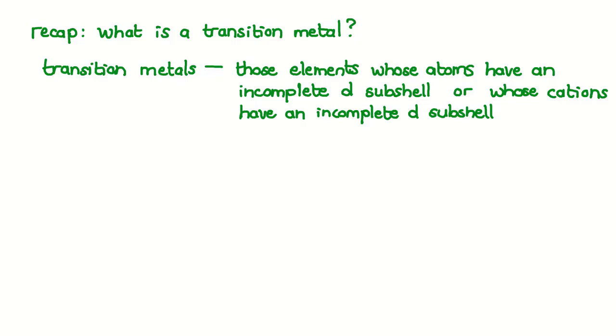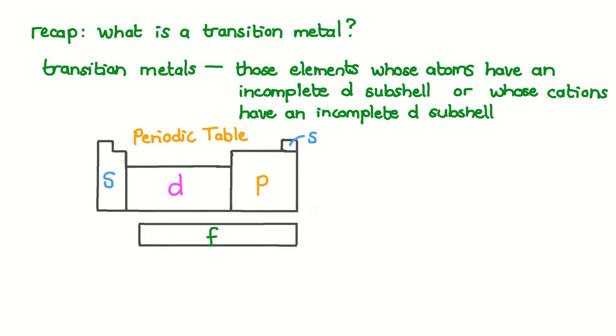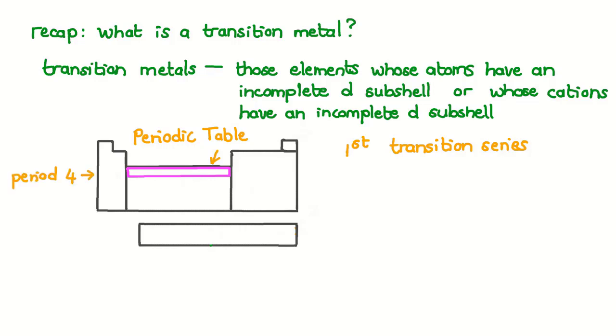They are located in the D block of the periodic table, and the inner transition elements are located in the F block. We will only study the first row of the main transition metals. This row is called the first transition series, and it is in period 4. The transition metals in this series are scandium, titanium, vanadium, chromium, manganese, iron, cobalt, nickel, and copper.